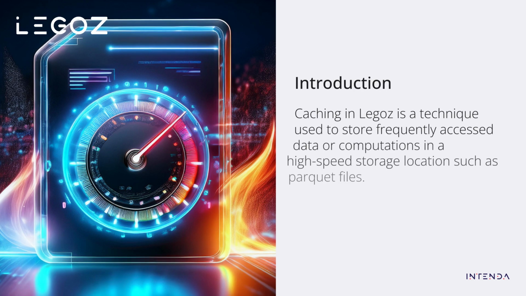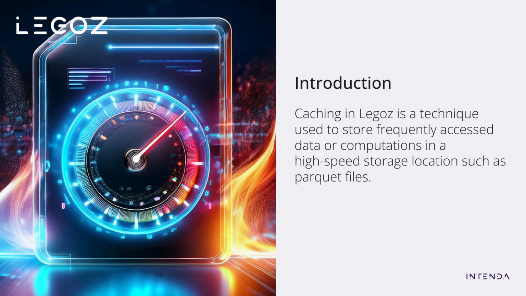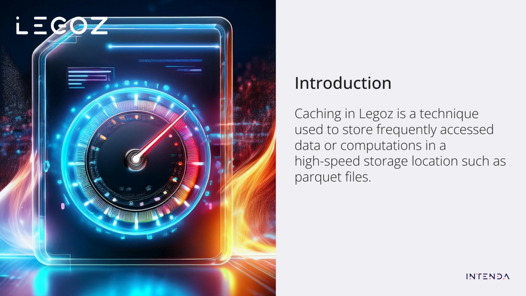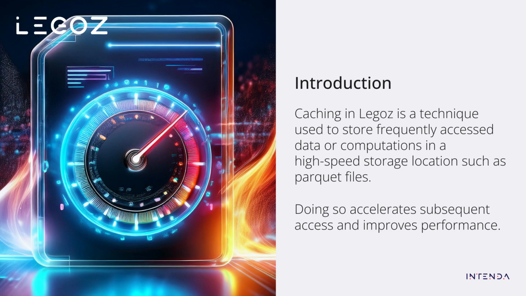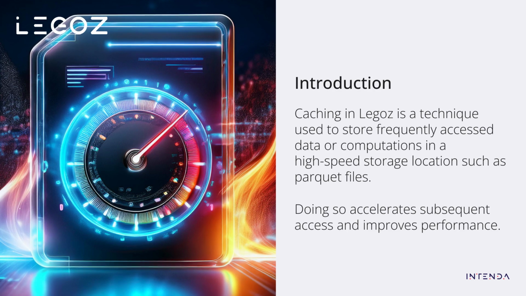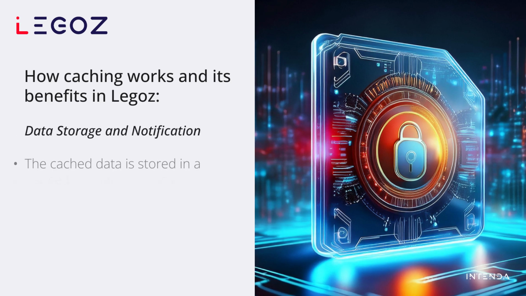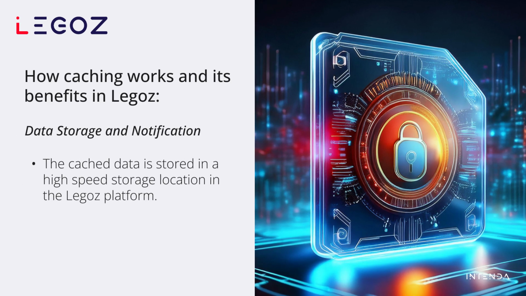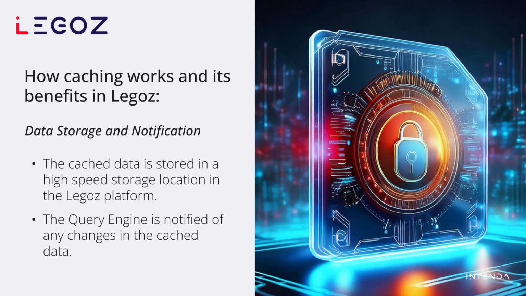Caching in Legoz involves temporarily storing frequently accessed data or computations in a high-speed storage location, such as Parquet files. This accelerates subsequent access and improves overall performance. Let's examine how it works. When data is cached, it is stored in a high-speed storage location. The query engine is notified of this change.